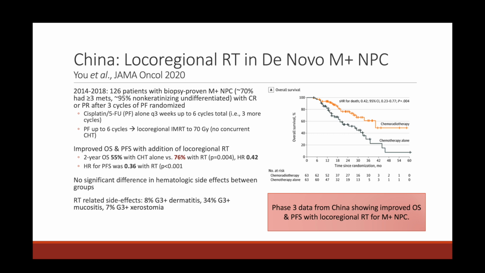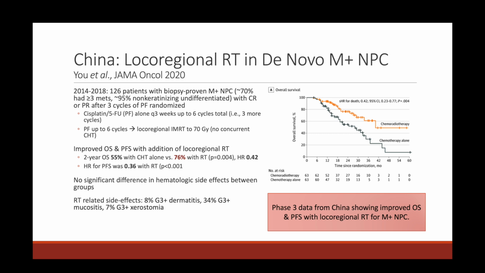They found no significant difference in hematologic side effects between the groups, and in terms of radiation-related effects, they had an 8% rate of grade 3 or higher dermatitis, 34% rate of grade 3 or higher mucositis, and 7% rate of grade 3 or higher xerostomia.